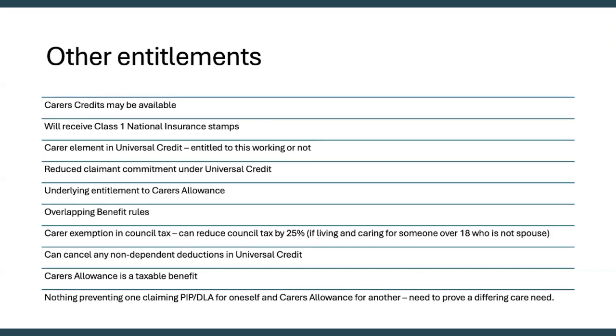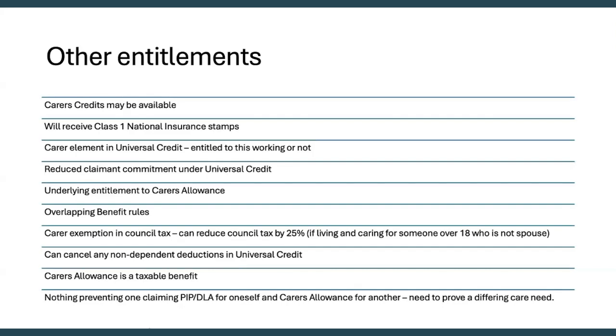There may be a carer exemption in council tax that can reduce council tax by up to 25%. It can also cancel out any non-dependent deductions in universal credit. If somebody's renting over the age of 21, it can maximise your housing element entitlement. Carer's allowance is a taxable benefit. Just thought I would highlight that.